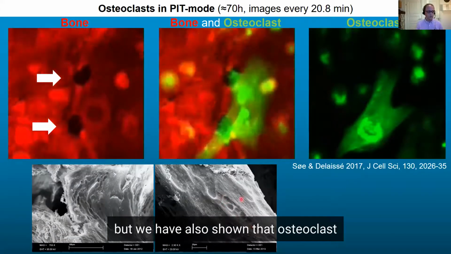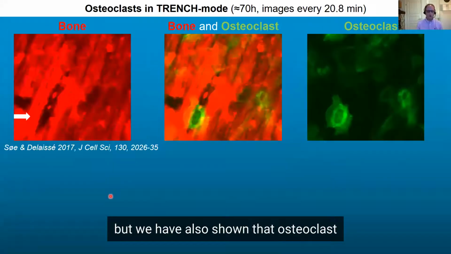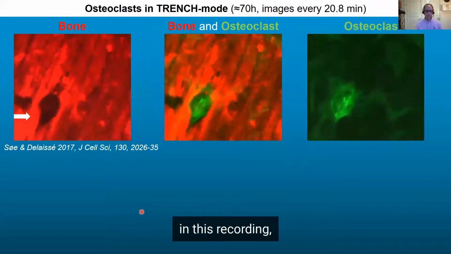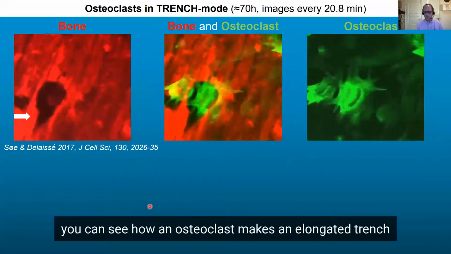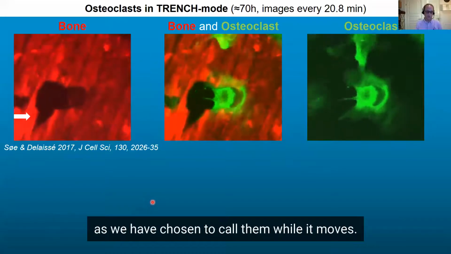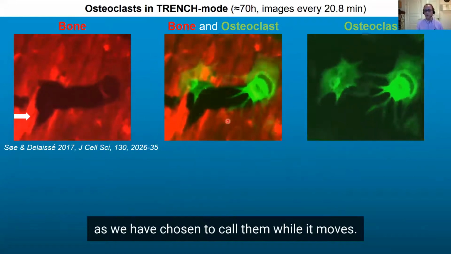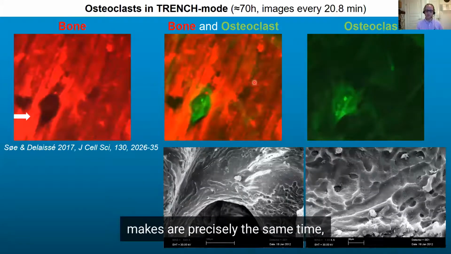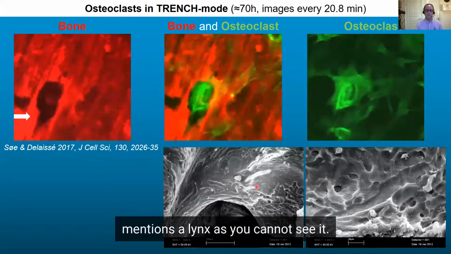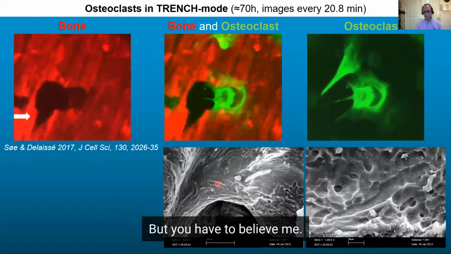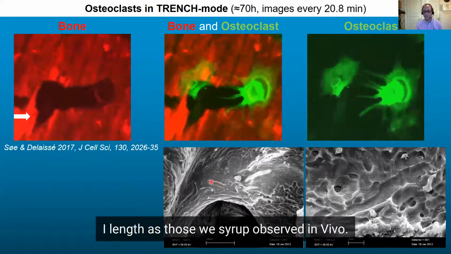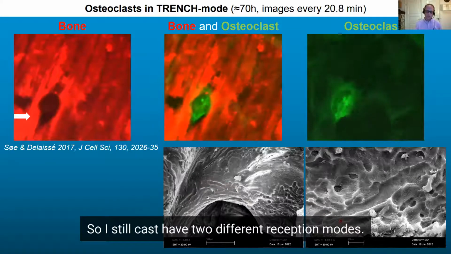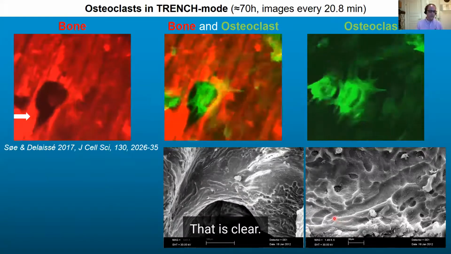But we have also shown that osteoclasts can also move during resorption. This you can see in this recording. You can see how an osteoclast makes an elongated trench, as we have chosen to call them, while it moves. And you can also see that these resorption cavities that it makes are precisely the same dimensions and length. Well, you cannot see it, but you have to believe me. They are the same dimension and length as those we observe in vivo. So osteoclasts have two different resorption modes. That is clear.